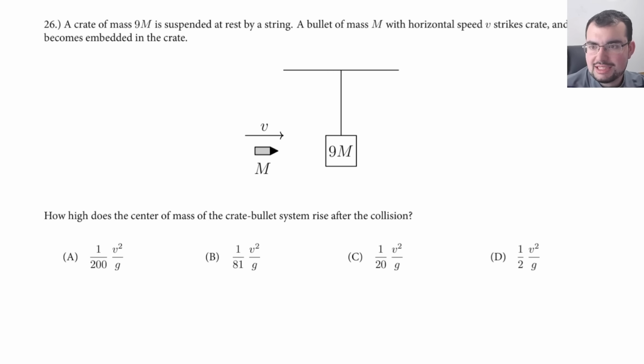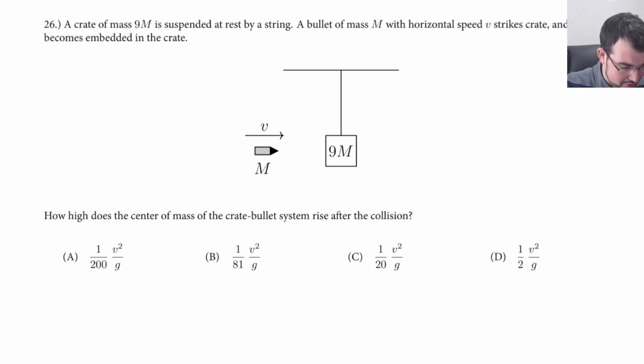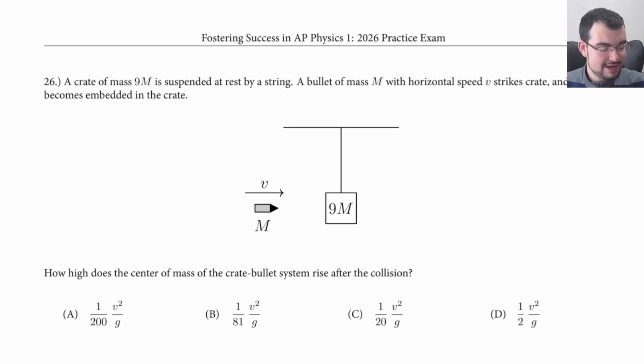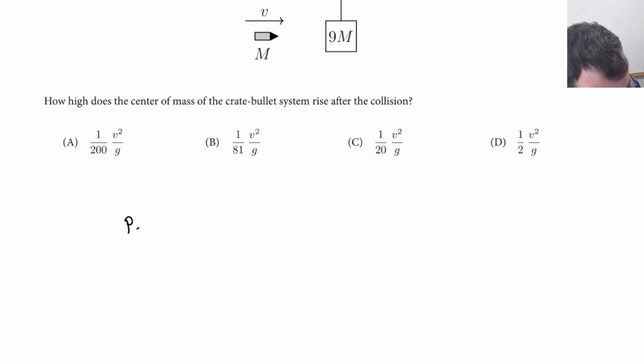A mistake is setting 1/2 mv squared equal to mgh before the collision. Remember, collisions do not conserve kinetic energy, especially if you're burrowing into the crate. There's totally energy lost there. So you have to find the system velocity using momentum first. Then you can use energy. Momentum is conserved during all collisions.